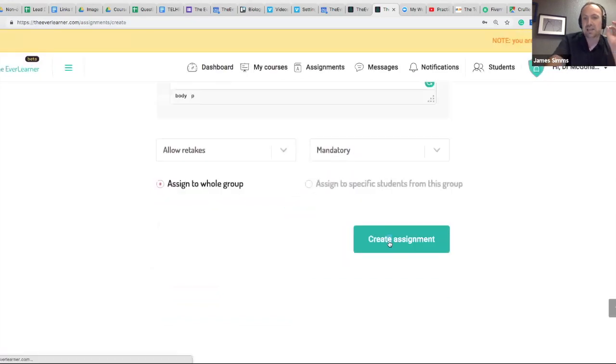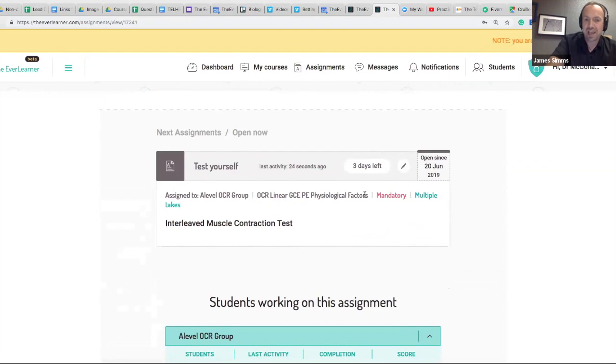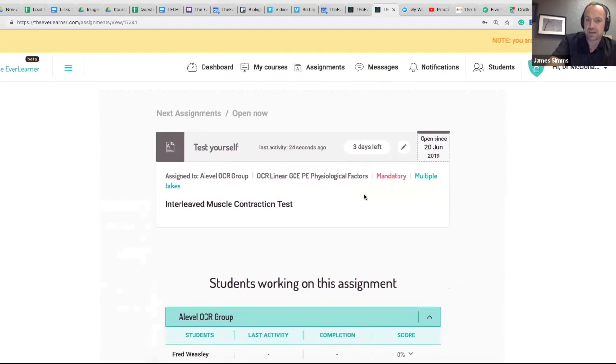So that is a simple way of getting an interleaved practice. What I've interleaved there is I've taken some new recent learning and I've mixed it together with some previous learning.